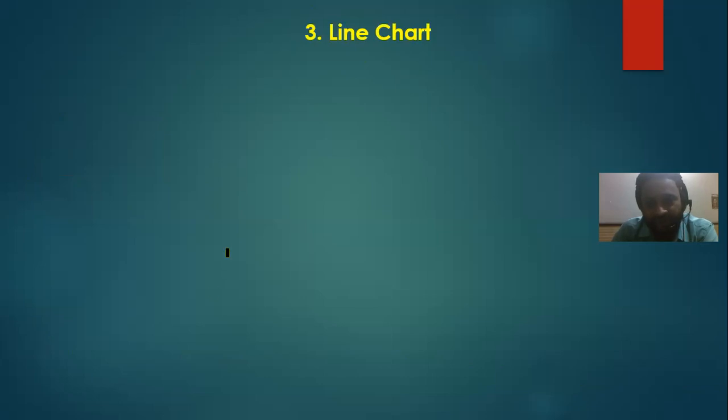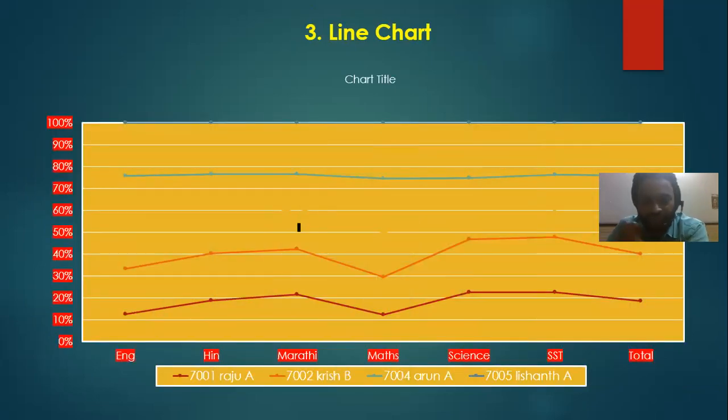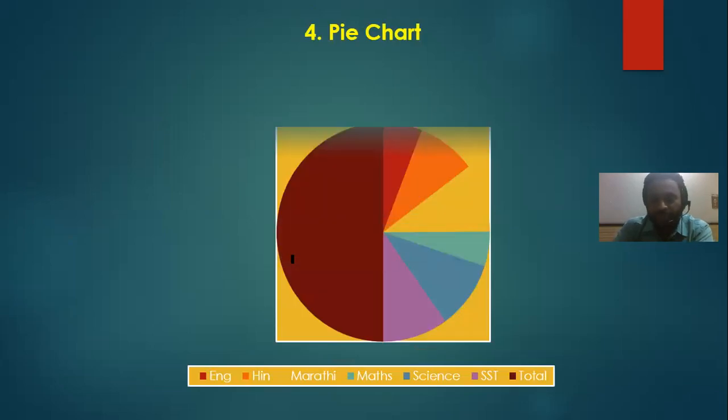Then the third one is line chart. If you observe, the line chart displays the data series in the form of lines. And these dots represent the time period. The fourth one is pie chart. If you observe, the pie chart displays the data series in the form of a circle.